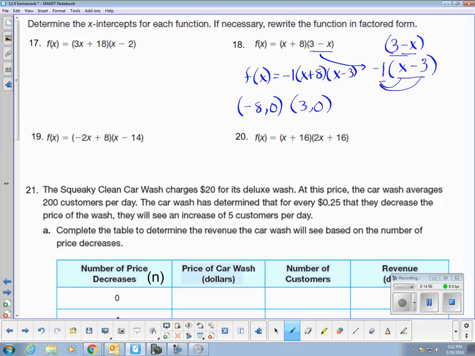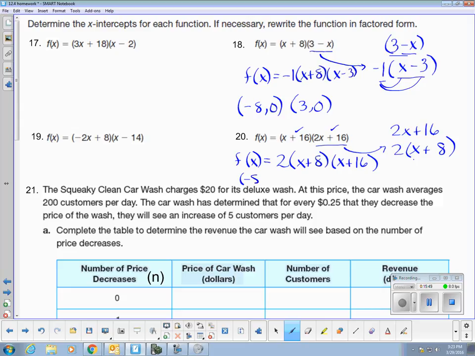I have to do the same with this portion of this function, 2x plus 16. I need to rewrite that by taking out the greatest common factor, just 2, which leaves me with x plus 8, 2x plus 16. So when I rewrite number 20 in function form, I get f of x is equal to, that's my 2, x plus 8. So I've taken care of this portion, and then my x plus 16. Now that it's in factored form, I can identify my x-intercepts as being negative 8 comma 0, negative 16 comma 0.